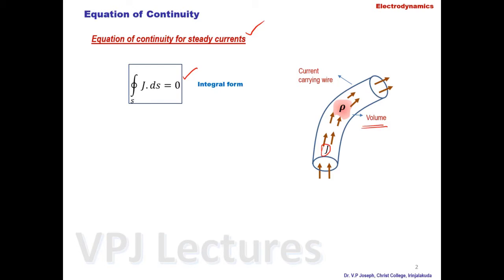0 in that case. Now let us convert the surface integral into a volume integral using Gauss divergence theorem. So volume integral del dot J dv is equal to 0. So removing this volume integral term, since the right hand side is equal to 0, simply we are able to write like this, del dot J is equal to 0, and that is the differential form of equation of continuity for steady state.